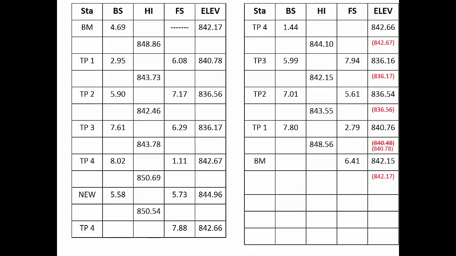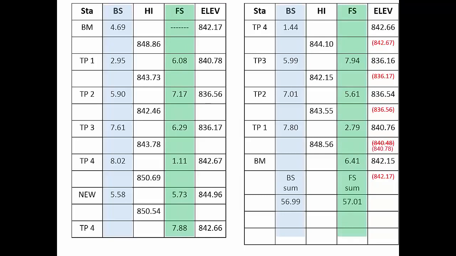We now need to check our arithmetic. It's very easy to blunder simple math, so we'll perform an independent arithmetic check. First, sum up all the foresight readings. In our case, they sum up to 56.99 feet. Then, sum up all the backsight readings. Here, they sum up to 57.01 feet.